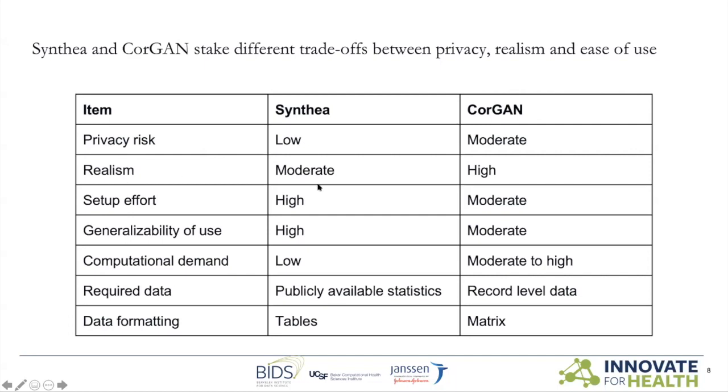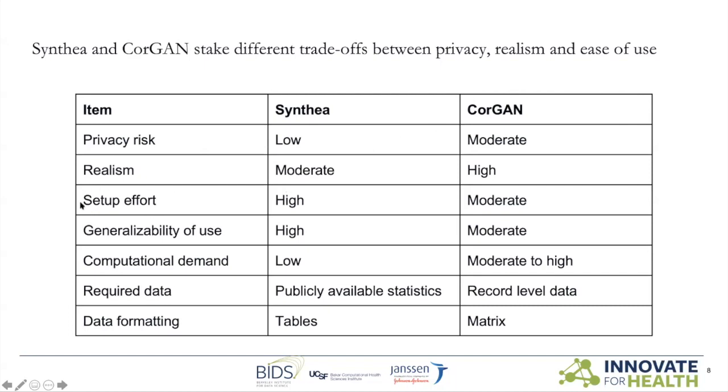In terms of realism, because Synthea is a simulation-based framework, the realism of any given produced synthetic electronic health record data will be dependent on the level of detail and the accuracy in the probabilistic modeling of that simulation. For CorGAN, as I'll show later too, because it's being trained on the basis of actual real record-based electronic health record data, realism tends to be fairly high.